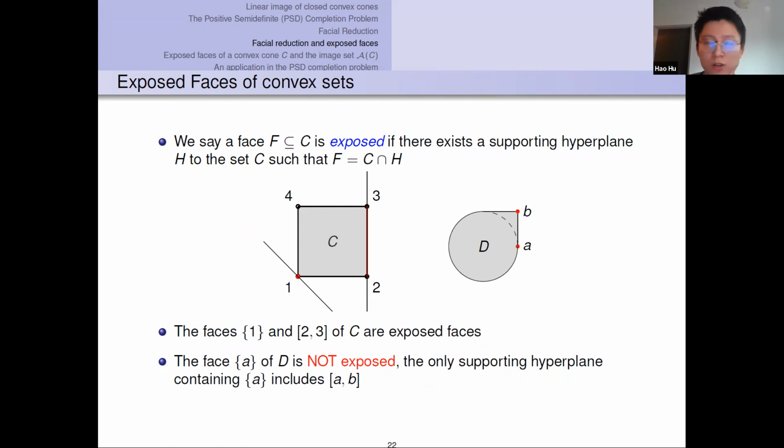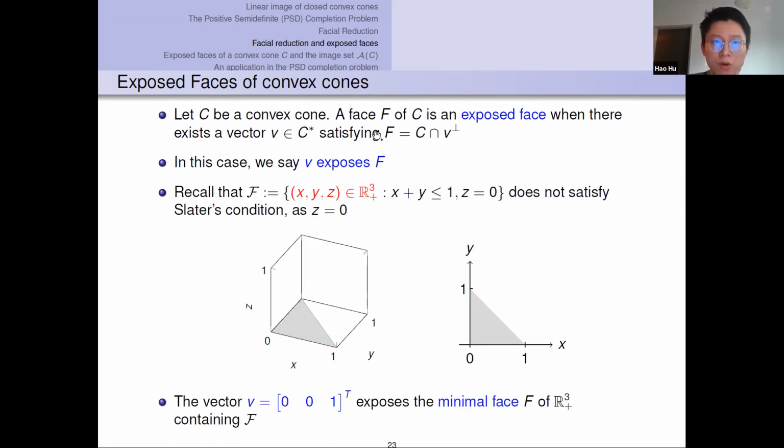Let's look at a special case of exposed face for convex cones. The definition is essentially specialized to convex cones. The convex cone is itself a convex set. In that case, the supporting hyperplane boils down into a linear subspace, which is characterized by a vector V in the dual cone C star, by the orthogonal complement of V. And in that case, we say V exposes F.